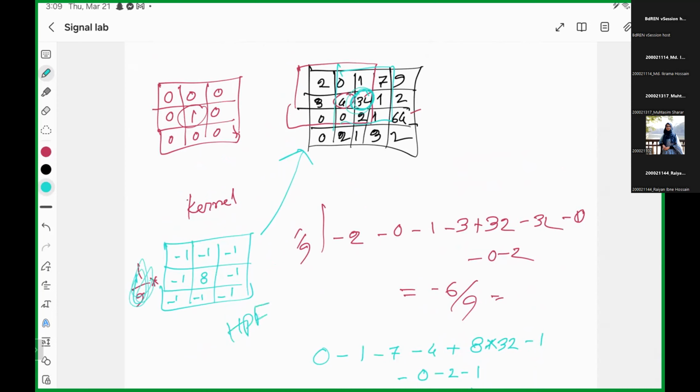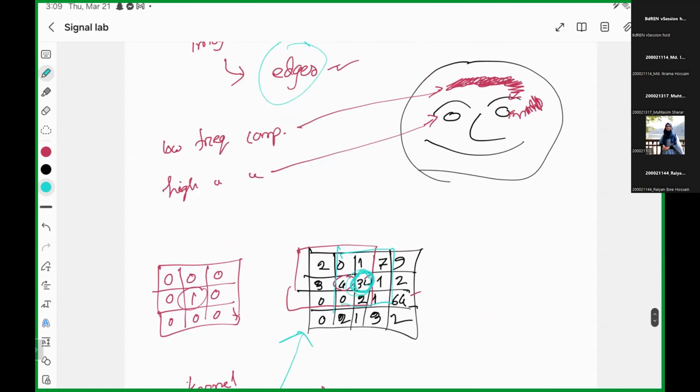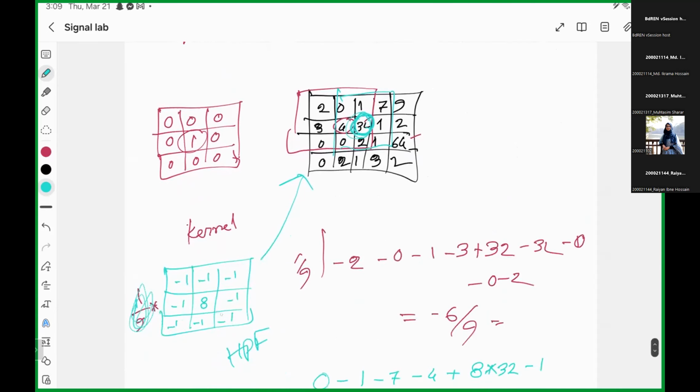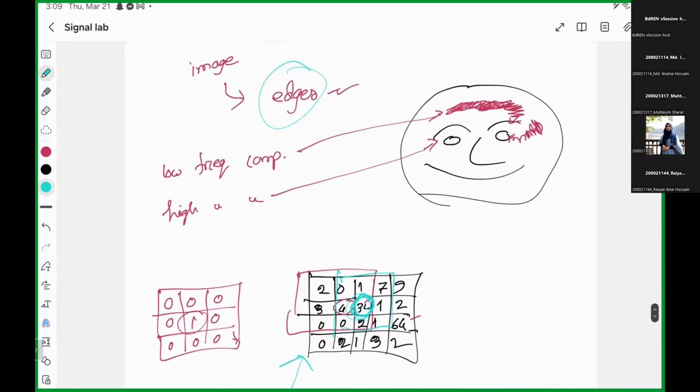operation. You see the edges, this 32 is like an edge because this is a significant change compared to the neighborhood pixels. So if you multiply this filter with this one this way, the middle value will become even larger. Surrounding values will become only smaller. So it will highlight this edge.